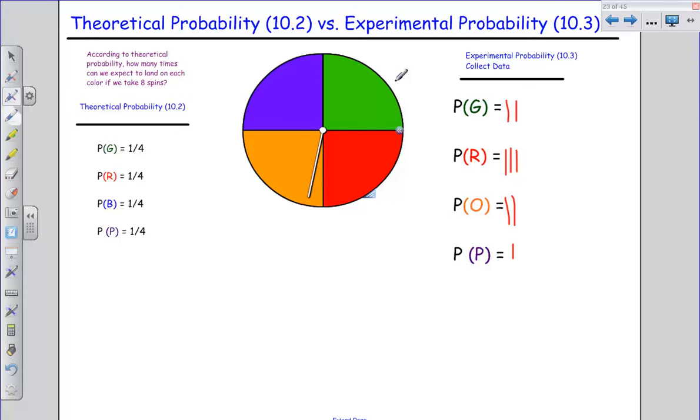Alright, so we can actually see that according to our experimental probability, green is still going to be 1/4 of the time. But purple is actually going to end up being less. Its probability is only 1/8 of the time. And then red is actually going to be the greatest probability at 3/8 of the time. So again, with experimental probability, we're actually doing the trials. We're actually spinning the spinner to see what the real outcomes are.